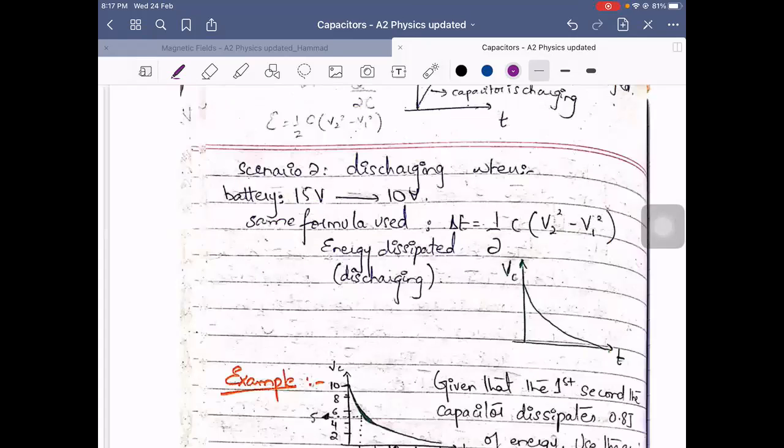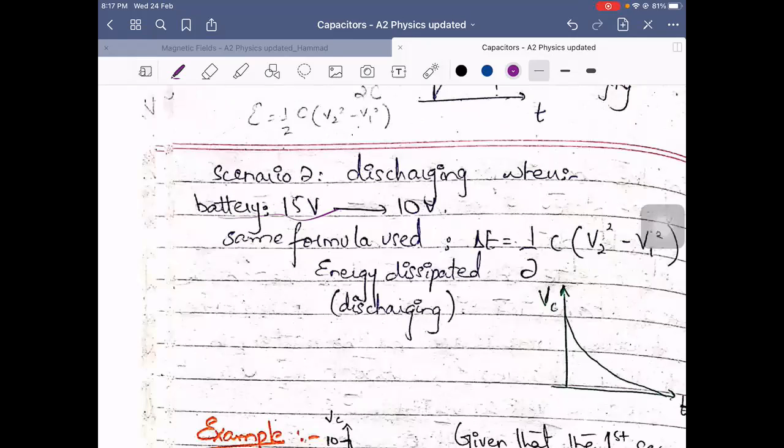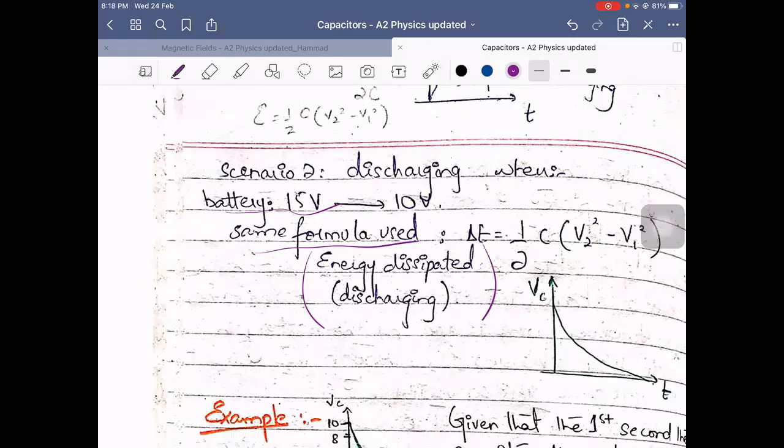This formula will tell you the additional amount of energy that is stored by the capacitor during charging. During discharging, let's say the battery was changed from 15 to 10 volts. Again, the same formula is used, but the energy will now be dissipated during discharging.